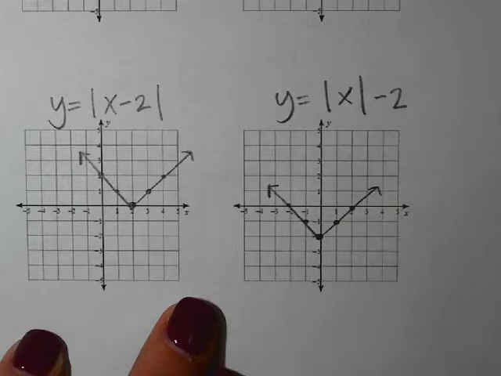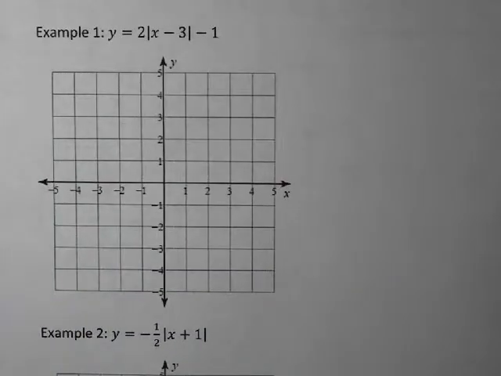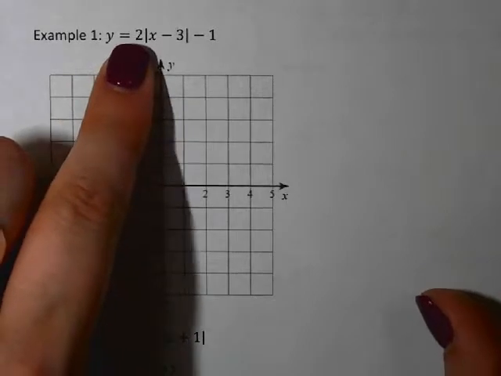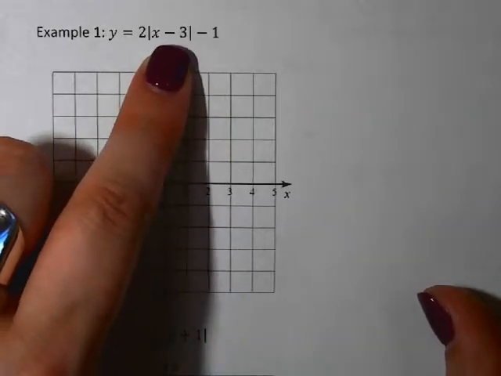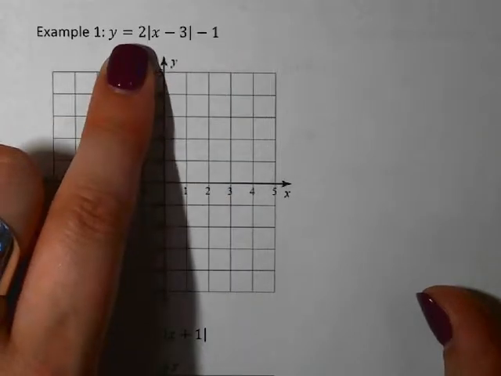All right. Go ahead and flip the page over. So now we have some examples that do a bunch of different things at the same time. So we're going to try to figure out what those are. So we've got a 2 in the front, we've got a minus 3 inside, and a minus 1 on the end. What does the 2 in the front tell you?